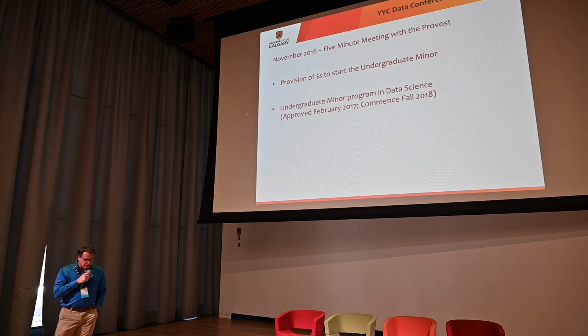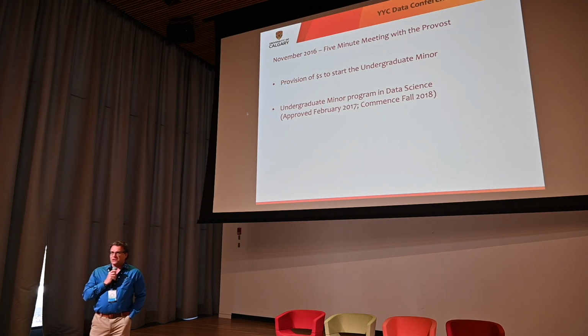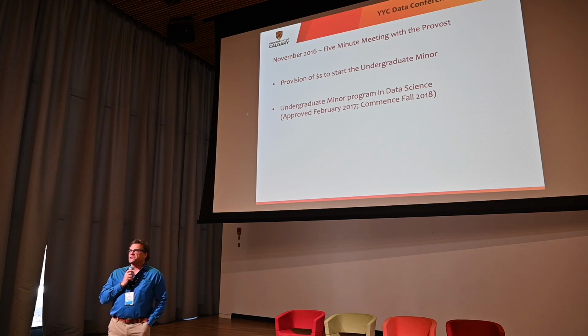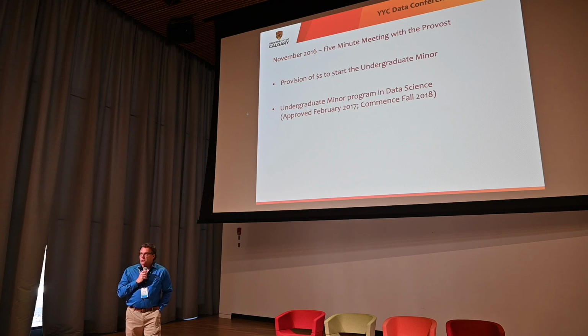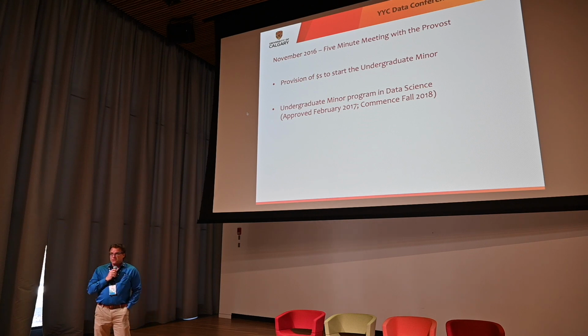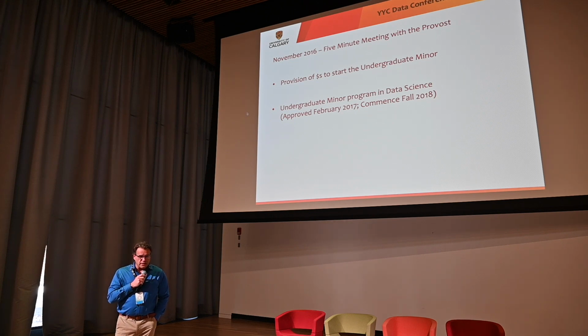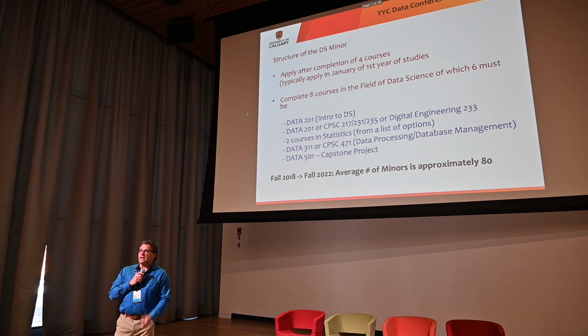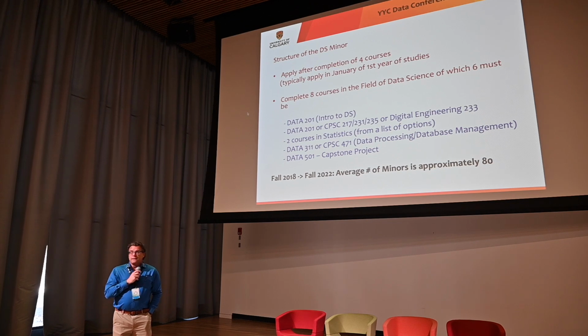So she gave us some money, and she said, well, instead of starting with the major, start with the minor. So she gave us some money to start the undergraduate minor. And with that money, we were allowed to convert some faculty, one in my department, one in computer science, to tenure track positions, which was good. So this minor program was approved in February 2016, and the undergraduate minor was to start in the fall of 2018. So in fall 2018, or looking ahead to fall 2018, we have an undergraduate minor in data science.